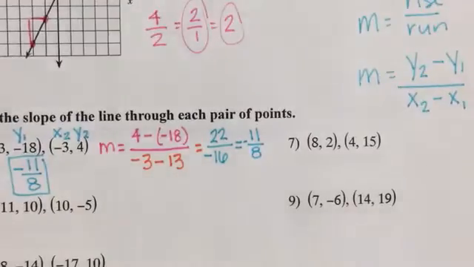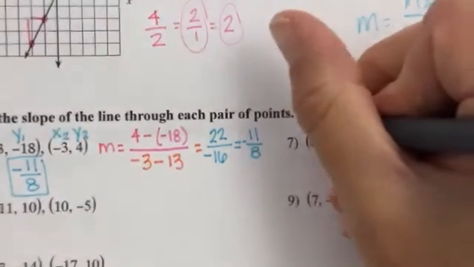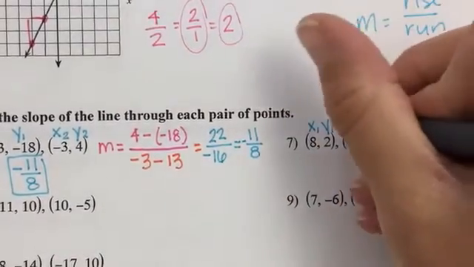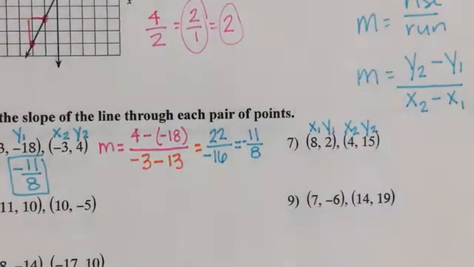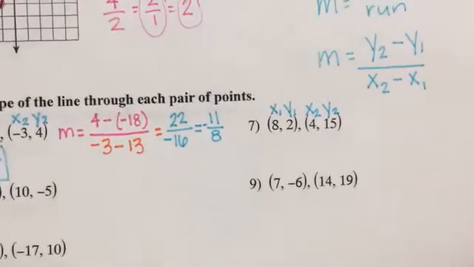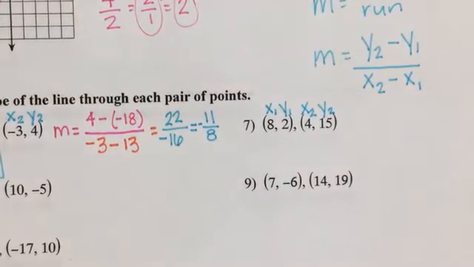Okay, so let's do the same thing. Your first thing that you're going to do is label your x and y. So x1, y1, x2, y2. And then we are going to put them into our equation.